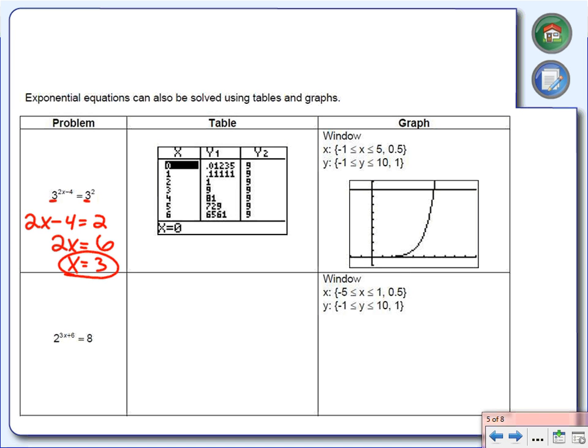So the question is, how is it that we can use our calculator to come up with that same answer? Let me show you how that works. Go to your calculators and go to y equals. In y1, you're going to type in the left side of the equation, that 3 to the 2x minus 4 power. Then in y2, you'll type in the right side of the equation, the 3 squared.